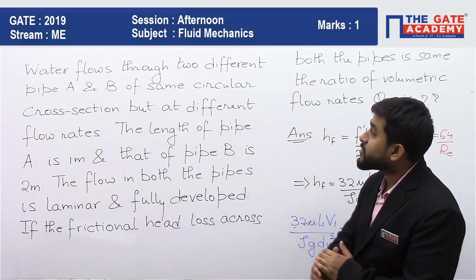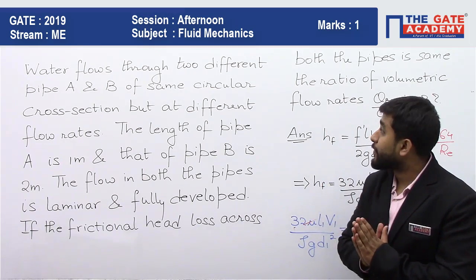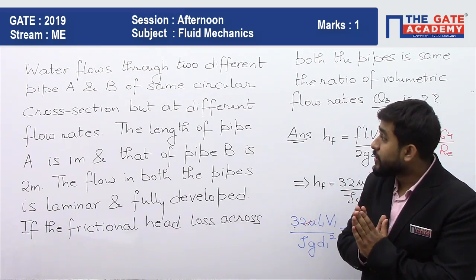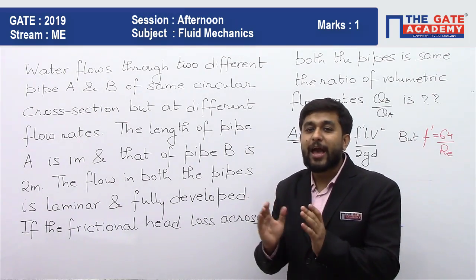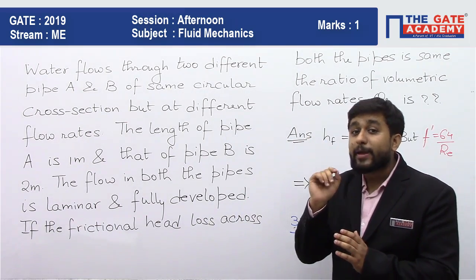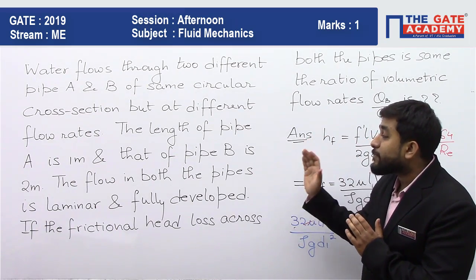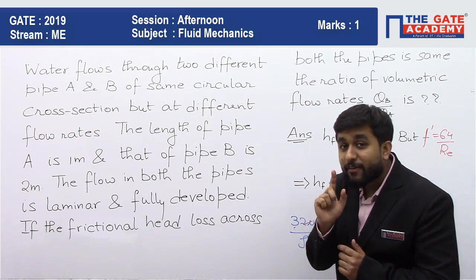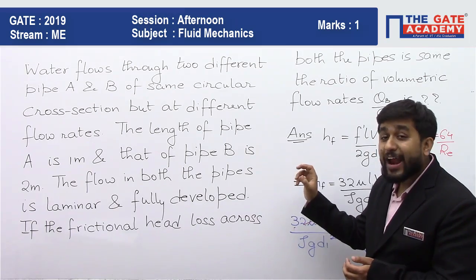So what they are saying is water flows through two different pipes A and B of same diameter. So same circular cross section but at different flow rates. There are two pipes which have same area, same diameter, but the flow rates through the pipes are different. The length of pipe A is 1 meter and that of pipe B is 2 meters. So basically the pipes have different lengths. The flow in both the pipes is laminar and fully developed.